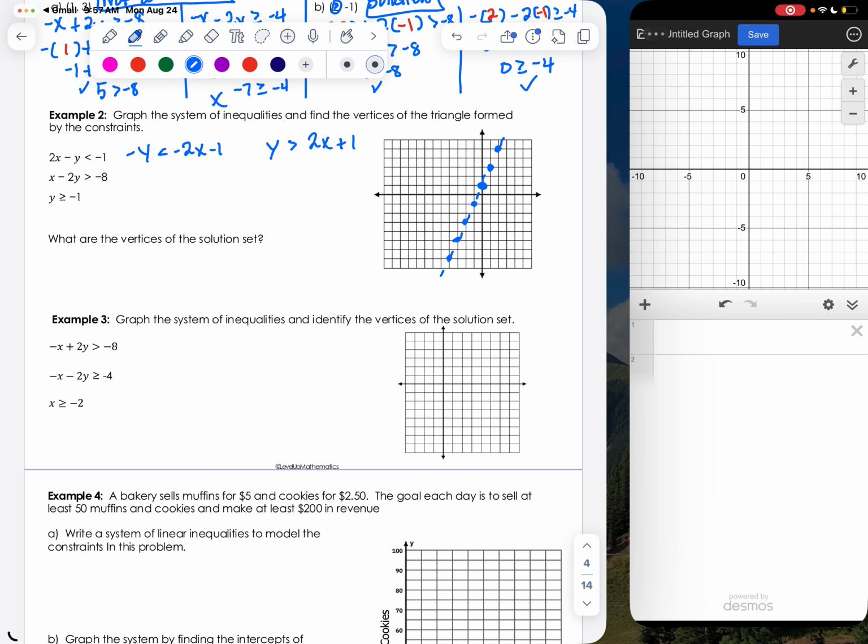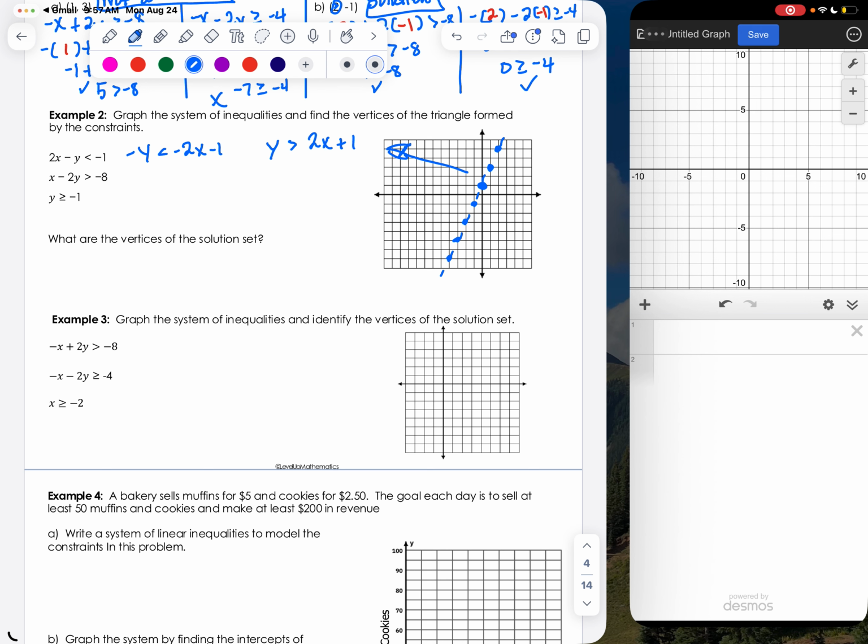And then we lightly want to indicate where it would be shaded. So this inequality is greater than, so it's going to be shaded above the line. So I'm just going to draw an arrow saying we need to shade that way. All right. Now let's do our second inequality.